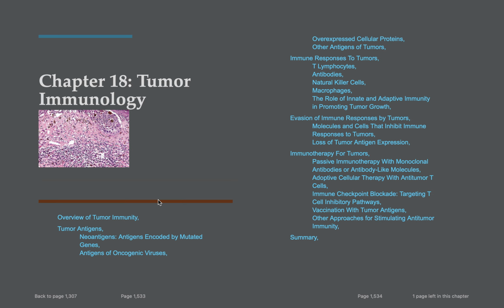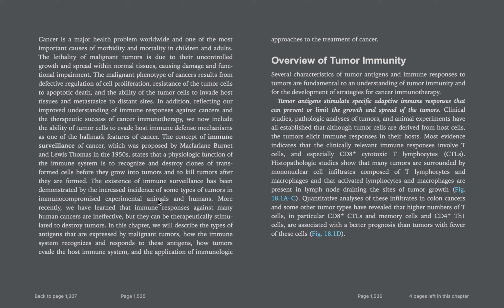molecularly cells that inhibit immune response to tumor, loss of tumor antigen expression. Then we'll look at immunotherapies for tumor: passive immunotherapy with monoclonal antibodies or antibody-like molecules, adoptive cellular therapy with anti-tumor T cells, immune checkpoint blockade targeting T cells, immediate pathway, vaccination with tumor antigens, and other approaches for stimulating anti-tumor immunity. Then we look at summaries.